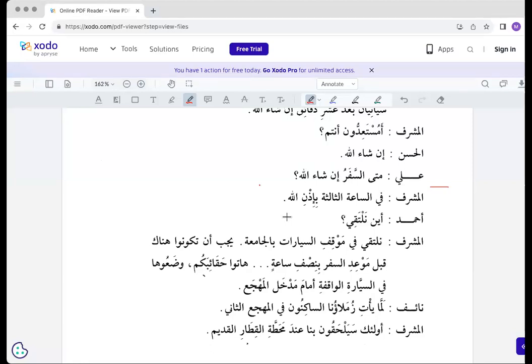This da'u, this da is fi'l amr from wada'a yada'u. This waw, is it part of the verb wada'a yada'u or is it something else? Some are saying it's part of the verb. Some are saying no, it's something else. Someone said it's harf al-atf. Yes, this is waw al-atf.